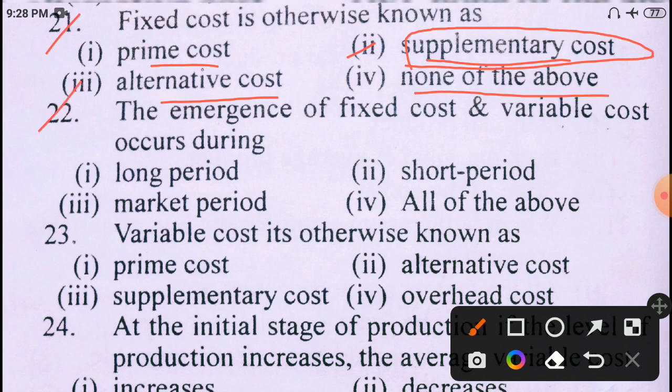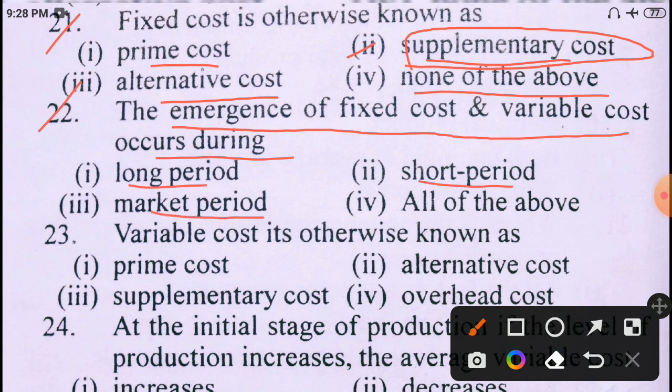Number 22. The emergence of fixed cost and variable cost occurs during... we know it occurs in the short period. The options are (i) long period, (ii) short period, (iii) market period, (iv) all of the above. Now the correct answer is (ii) short period.